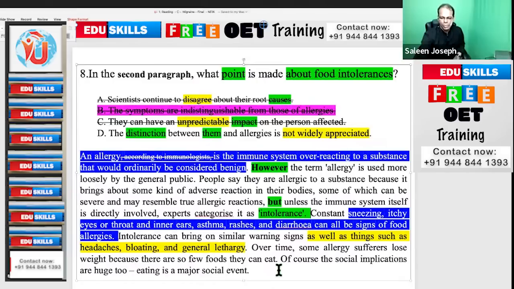Whatever. If there is some adverse reaction, immediately people say it is an allergy. You eat some meat, you start itching, then immediately you say allergy. No, it's not allergy, it's intolerance.